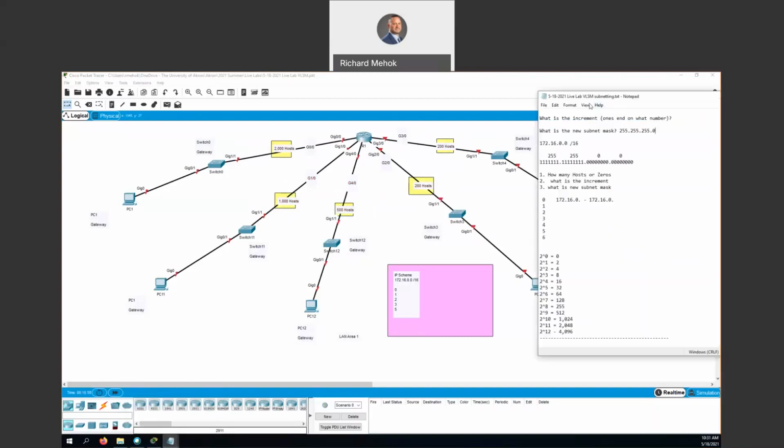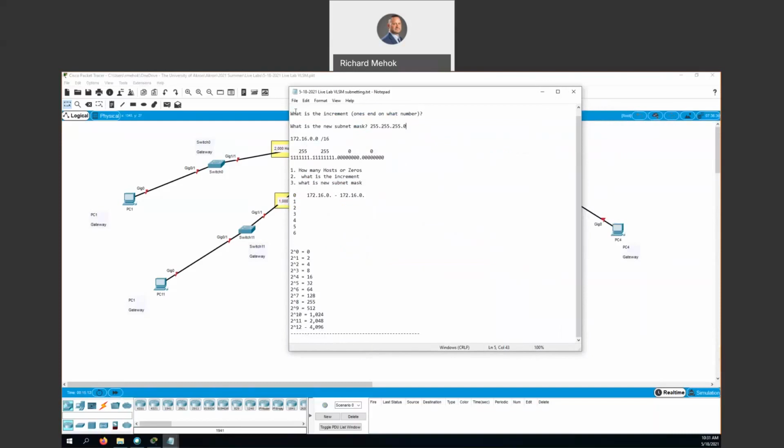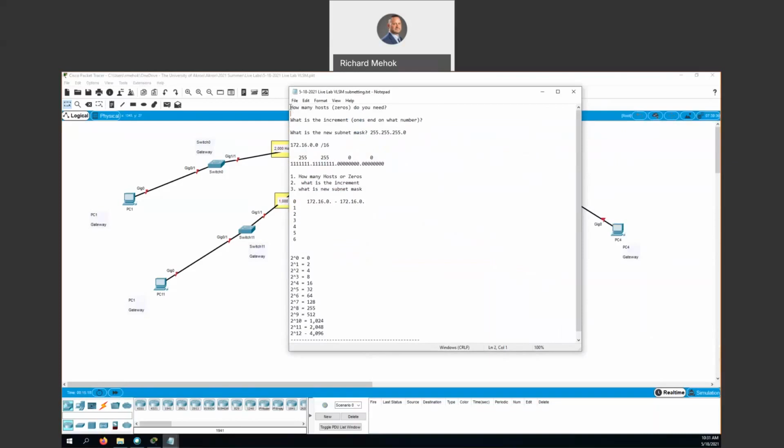And so you can see here, I have a notepad, and I have 3 questions here. Question 1 is, how many host requirements or zeros do you need? Second question is, what is the increment? And the third question is, what is our new subnet mask?